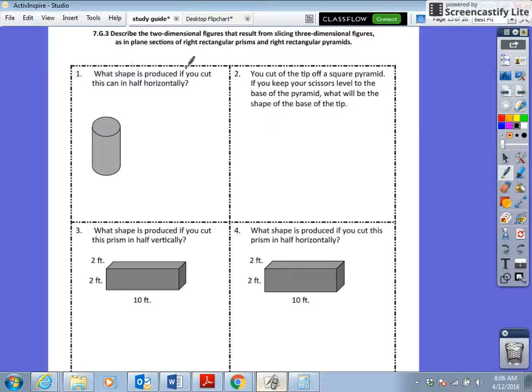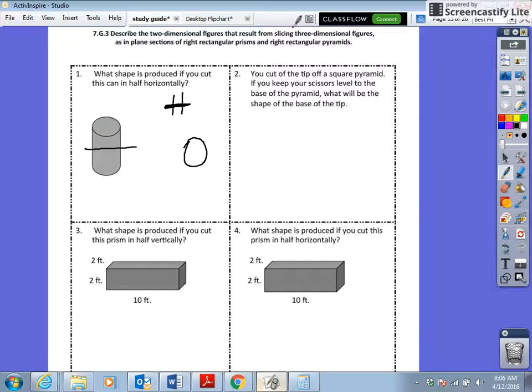What shape is produced if you cut this can in half horizontally? And we know horizontal is this way. See the H? So I'm going to cut it this way. So if I cut my can like that, my new shape that I'm going to make is this circle. That's what the plane shape is going to be. If I stamped that in ink, it would look like a circle, okay? This is also still a cylinder.